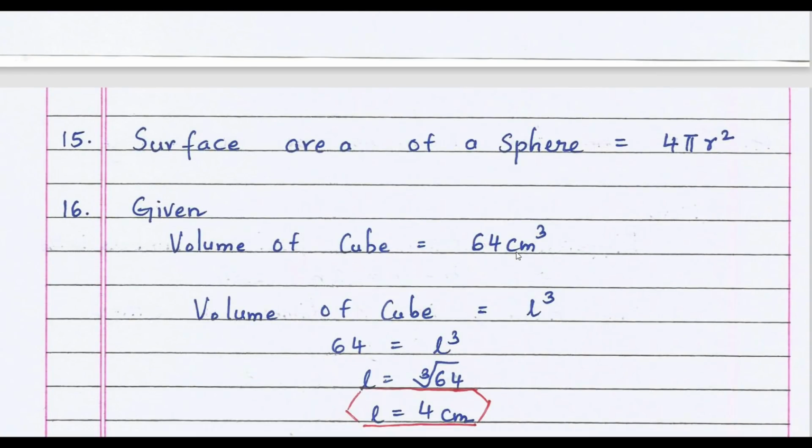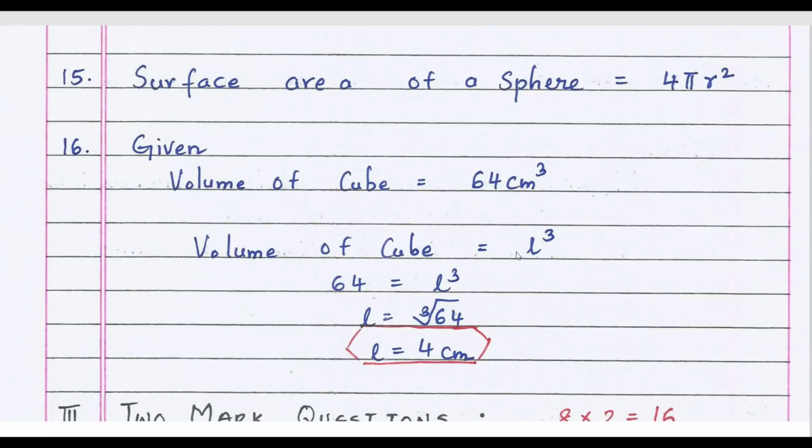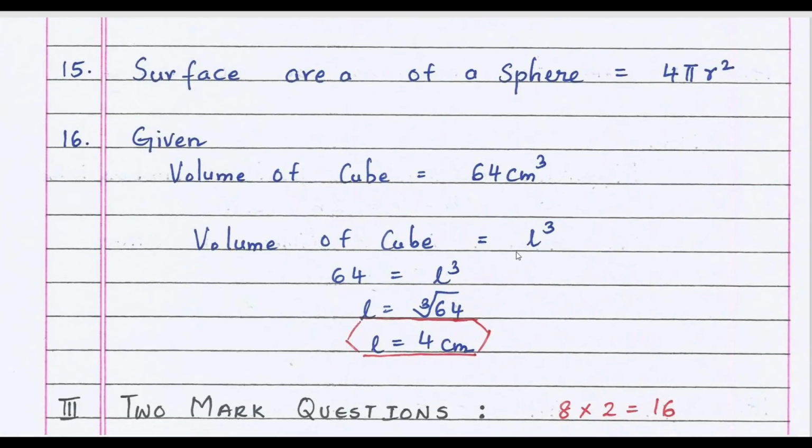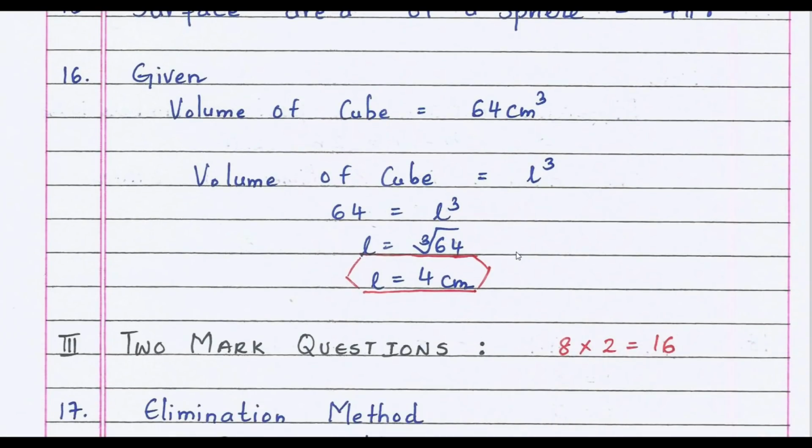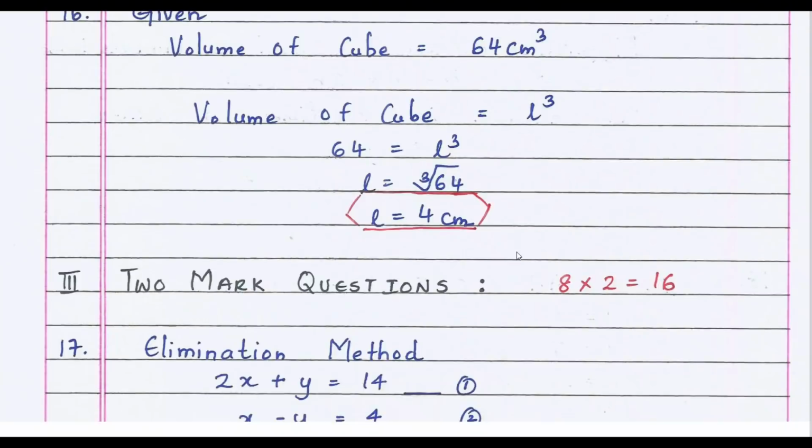15th question, the formula to find the surface area of a sphere is 4 pi r square. 16th question, we need to find the length of the side of a cube, given the volume is 64 centimeter cube. We know that the volume of a cube equals length into length into length. Now L cube equals 64, L equals cube root of 64, we get L equals 4 centimeter, that is the length of the side is 4 centimeter.